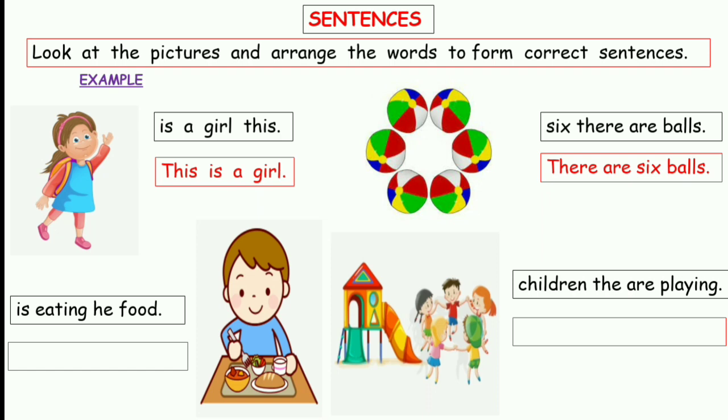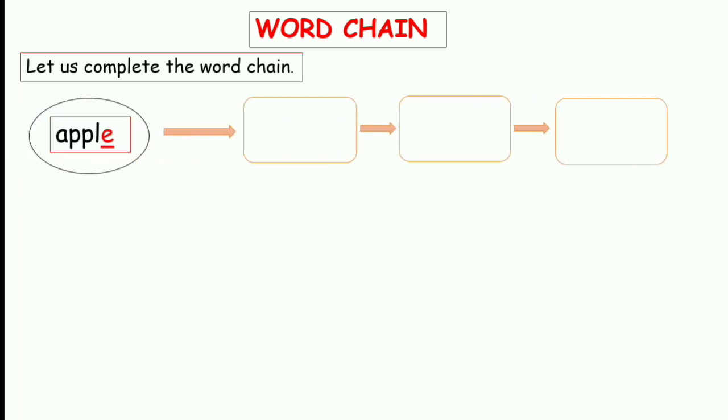Now let's move on to the third activity. Word chain. I'm sure you know what a word chain is. You have done that in standard 1 as well. Let us complete the word chain. Let's take the first one. Apple. Now you can see children, I have the word apple. Now this is supposed to be a chain. That means it is all connected.